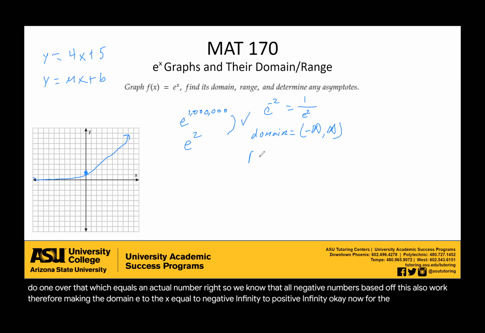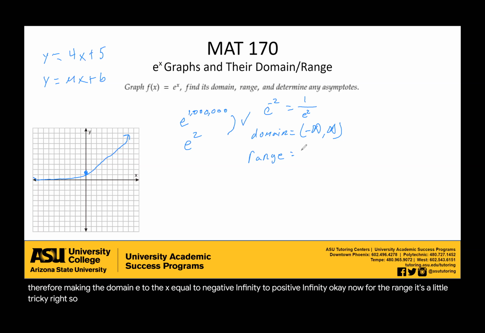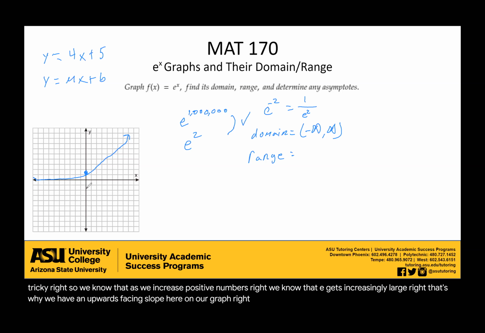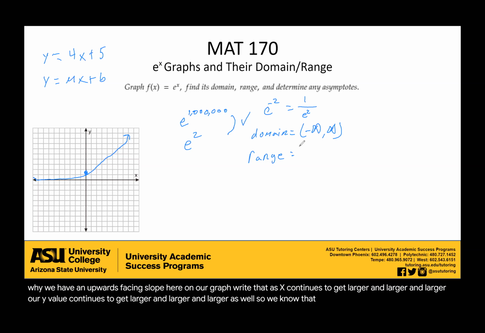Now, for the range, it's a little tricky. As we increase positive numbers, e gets increasingly large. That's why we have an upwards-facing slope on our graph: as x continues to get larger and larger, our y value continues to get larger and larger as well. So we know it goes to positive infinity.